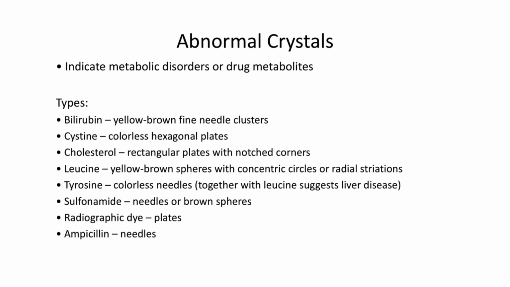Bilirubin forms small clusters of yellow-brown fine needles. Cysteine crystals appear as colorless hexagonal plates. Cholesterol forms rectangular plates with notched corners. Leucine crystals are yellow-brown spheres with concentric circles or radial striations. Tyrosine crystals appear as colorless needles, and when seen with leucine crystals, they suggest liver disease.